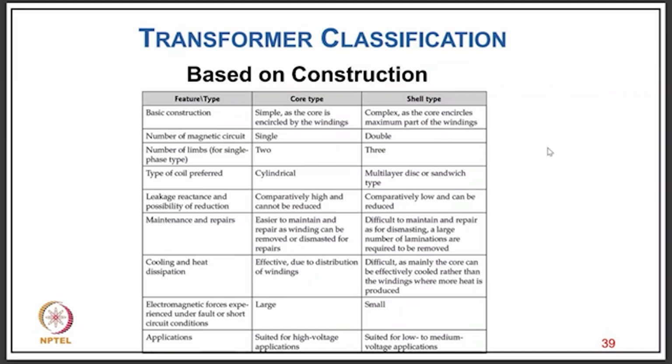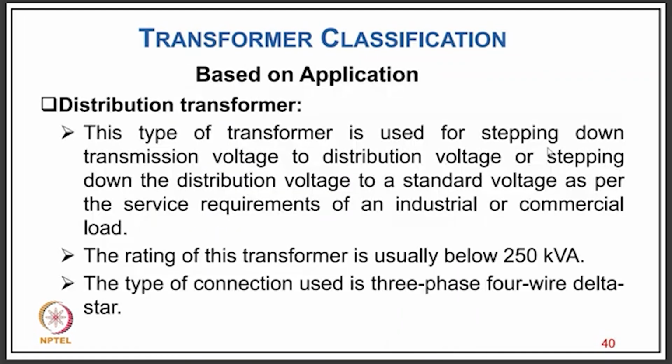For electromagnetic forces under short circuit, in the core type it is large, but in the shell type it is small because the winding is well embraced by the core. As for application, the core type is suitable for high voltage applications, and the shell type is suitable for low voltage and medium voltage applications. So this gives the typical features of the two types of construction, core type and shell type transformer.